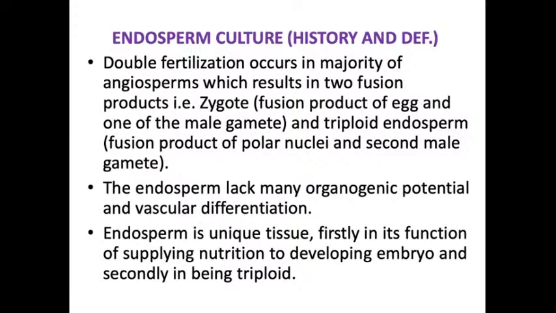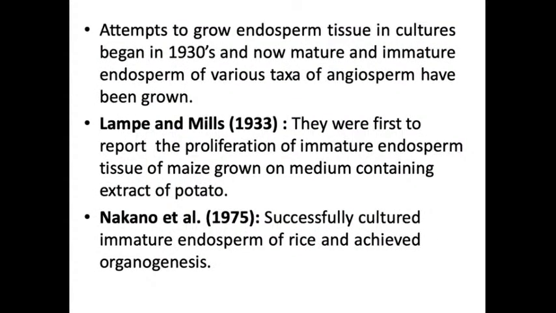Endosperm lacks organogenic potential and vascular differentiation. It's a unique tissue. Firstly, its function is supplying nutrition to the developing embryo, and secondly, it is triploid. Attempts to grow endosperm in culture began in 1930. Now mature and immature endosperm of various types of angiosperms have been grown. Lampe and Mills in 1933 were the first to grow proliferating immature endosperm tissue on a medium containing extract of potato.